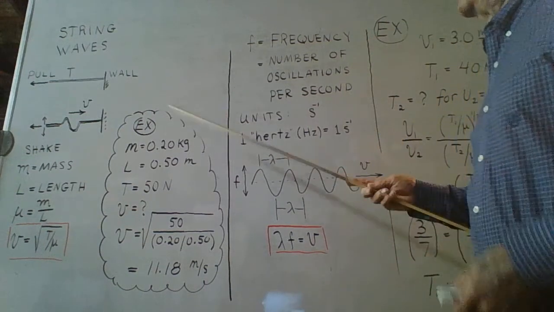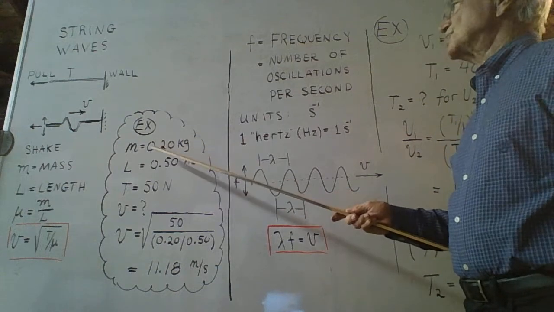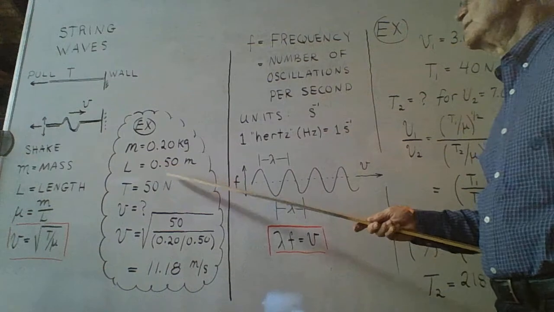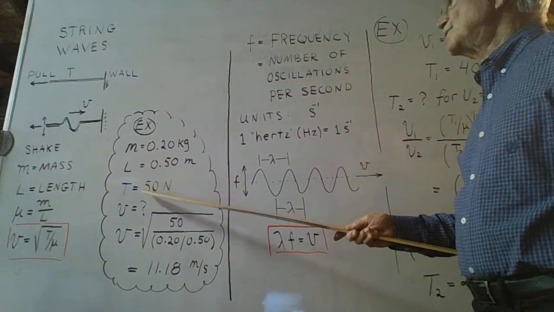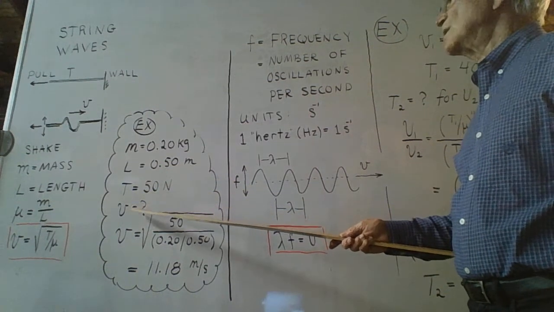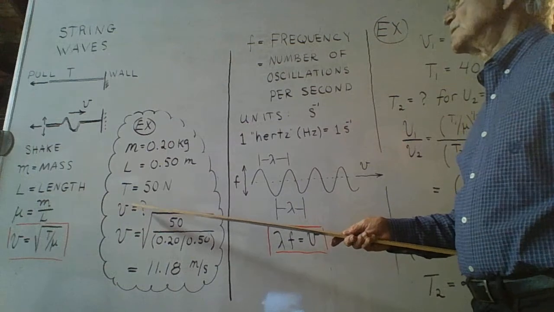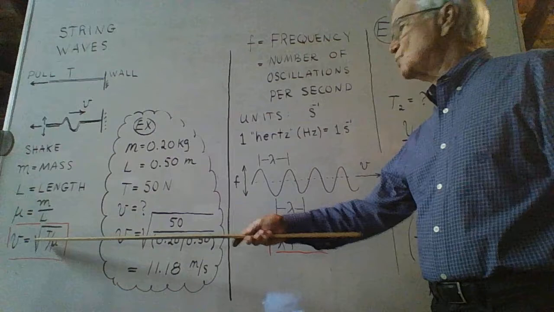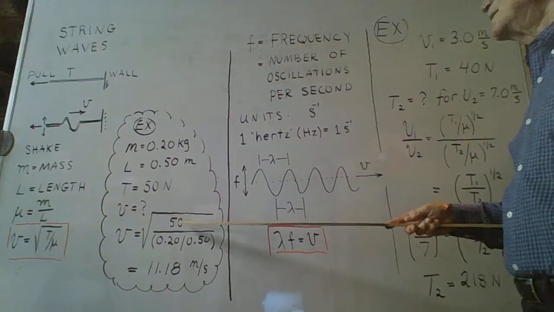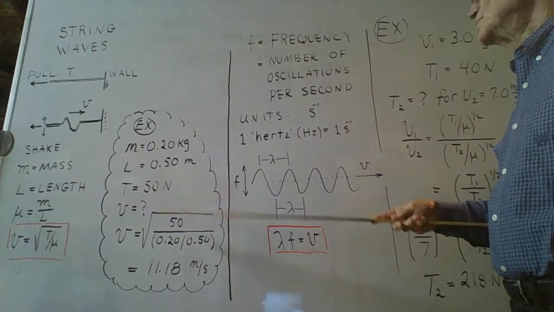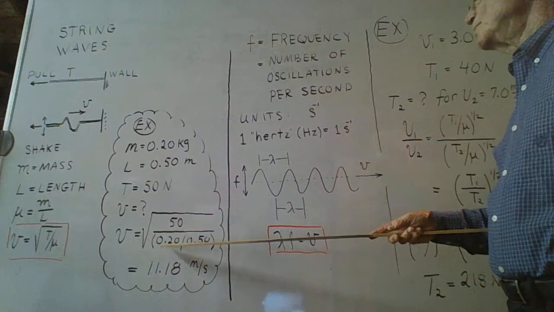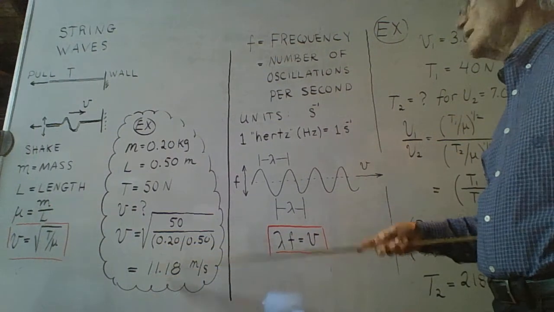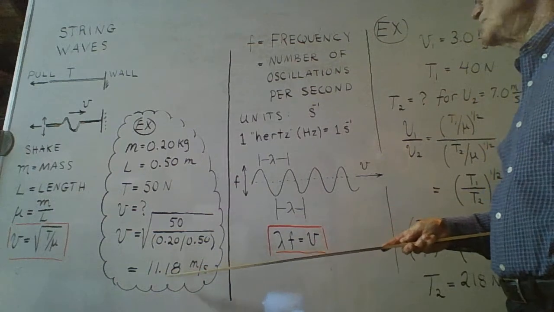Consider this example. The mass of our string is 2/10 of a kilogram, its length is 1/2 of a meter, and the tension in the string is 50 newtons. What is the speed of a pulse set in motion on this string? Well, from the square root equation, we have inside the radical sign, tension 50 newtons, and downstairs a ratio M over L. Final result for the speed of that pulse, it's 11.18 meters per second.